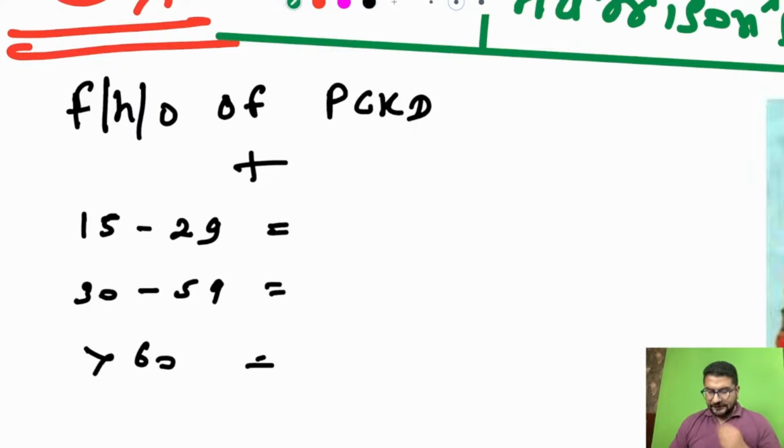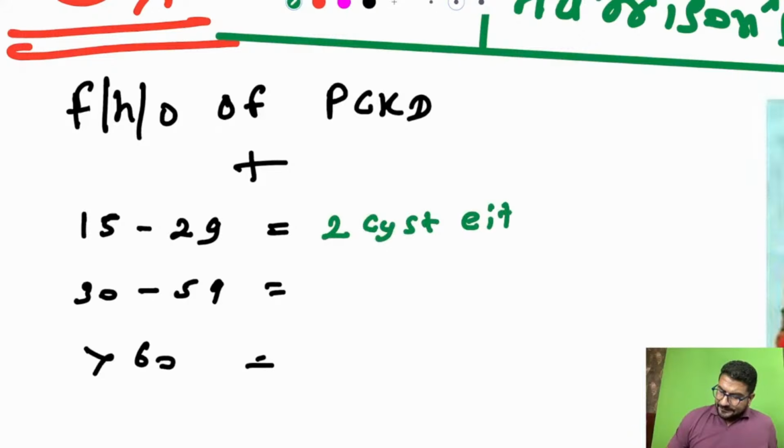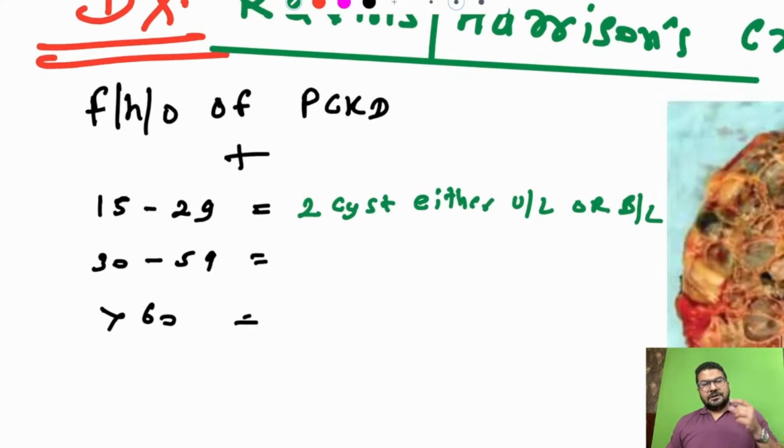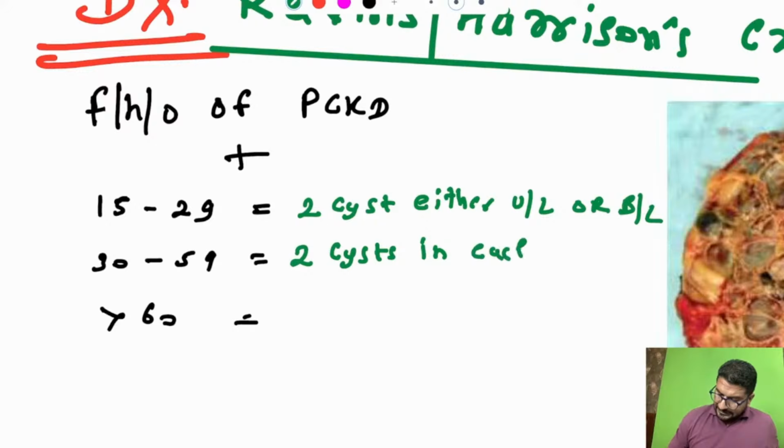If patient age is 15 to 29, then we need two cysts, and these cysts should be either unilateral or bilateral. Either two in the same kidney or one in each. 30 to 59, we need two cysts in each kidney. And if it is more than 60, then we need four cysts in each kidney.